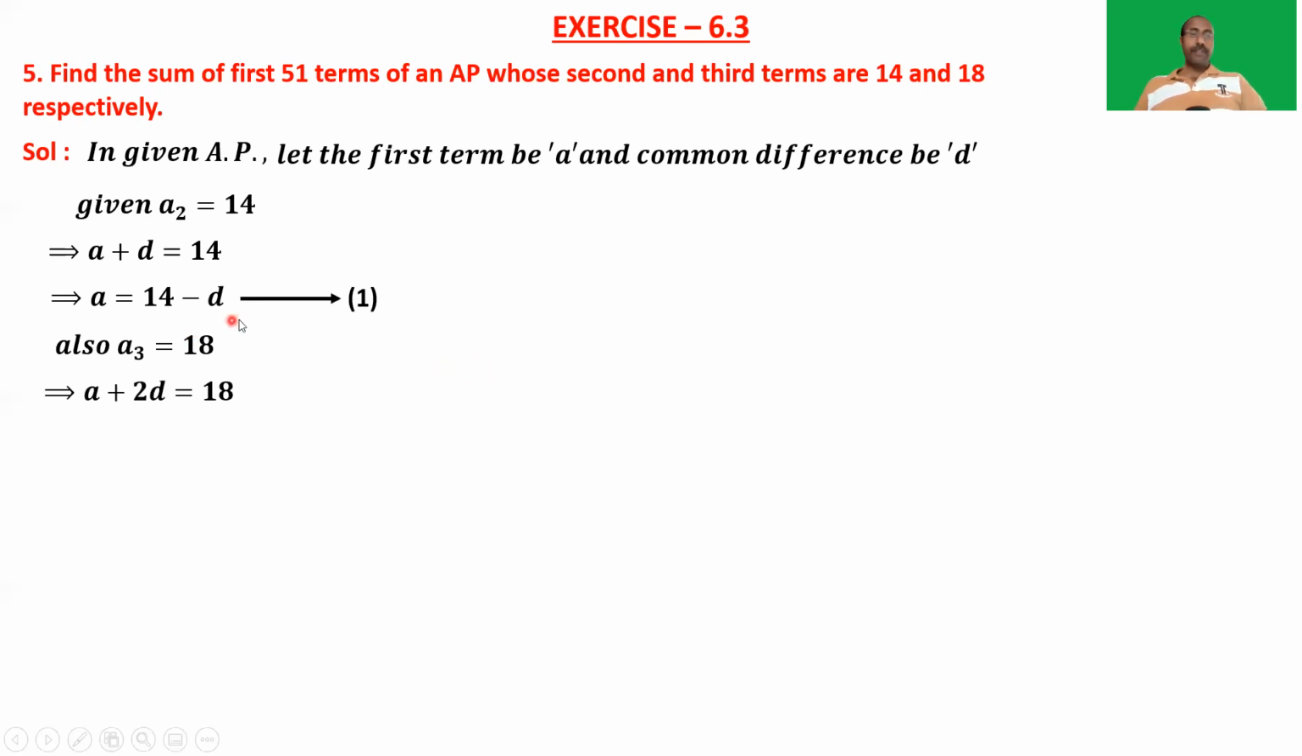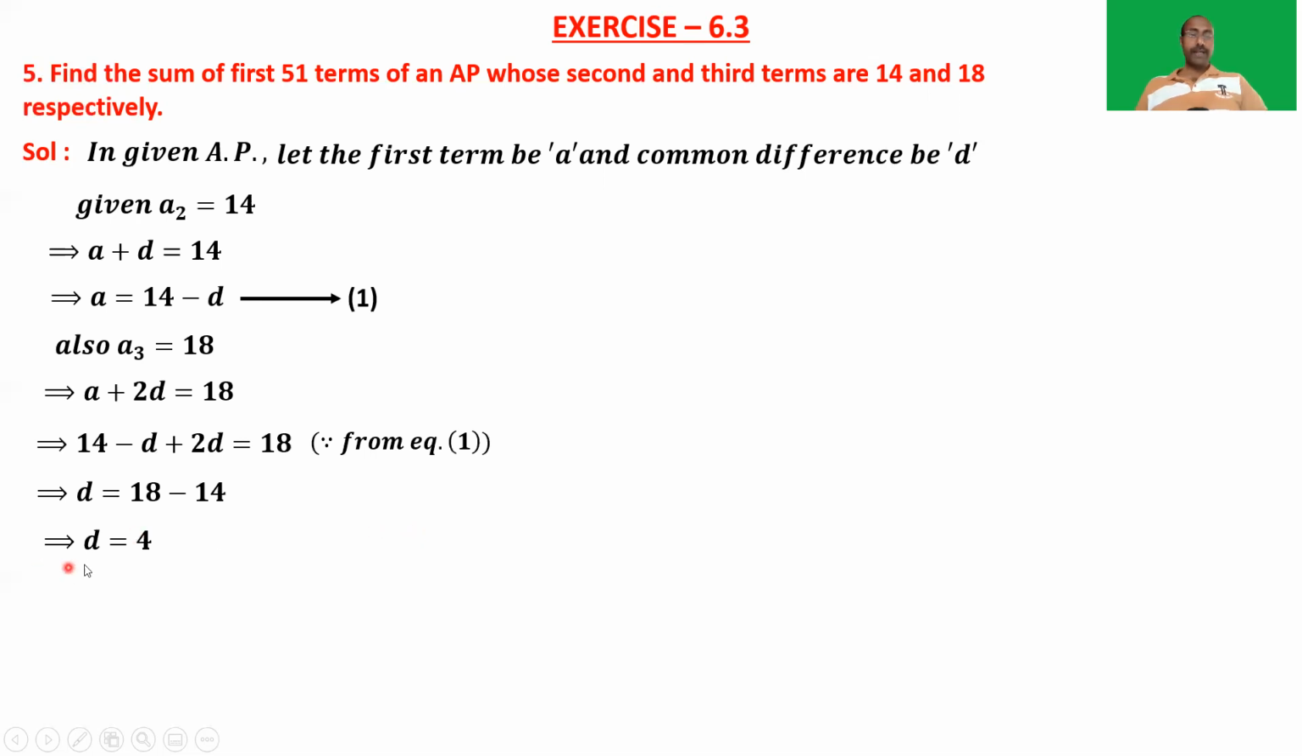And from equation 1 we have A equal to 14 minus D. So substitute the value of A in this equation. That is 14 minus D plus 2D equal to 18. Now minus D plus 2D is D, and we can transpose 14 to the right side. So D is equal to 18 minus 14, which is equal to 4.